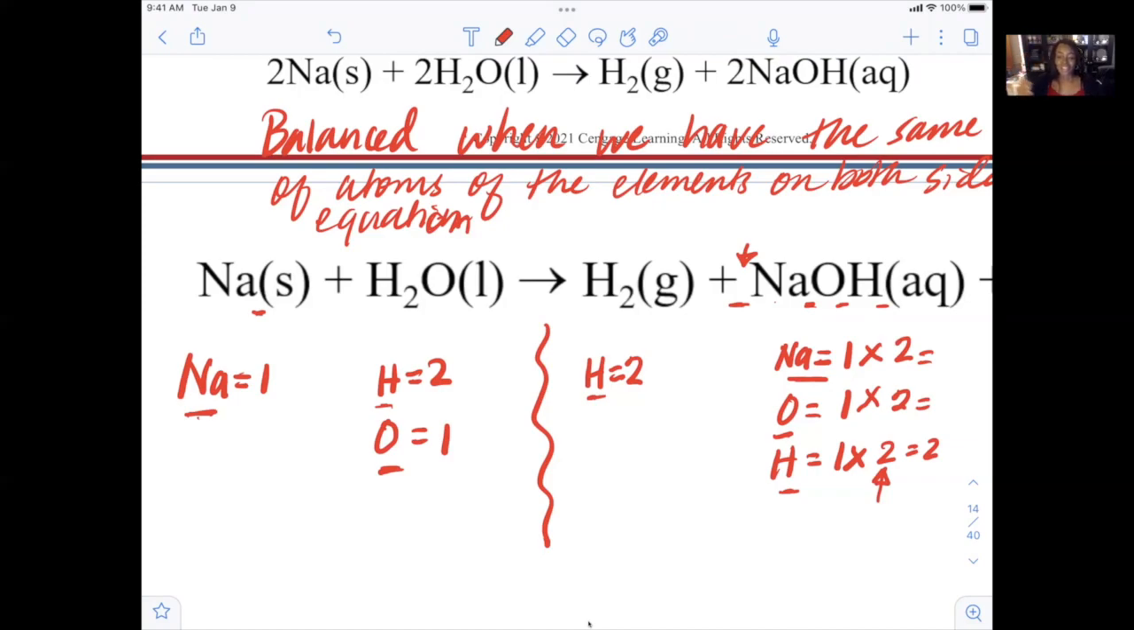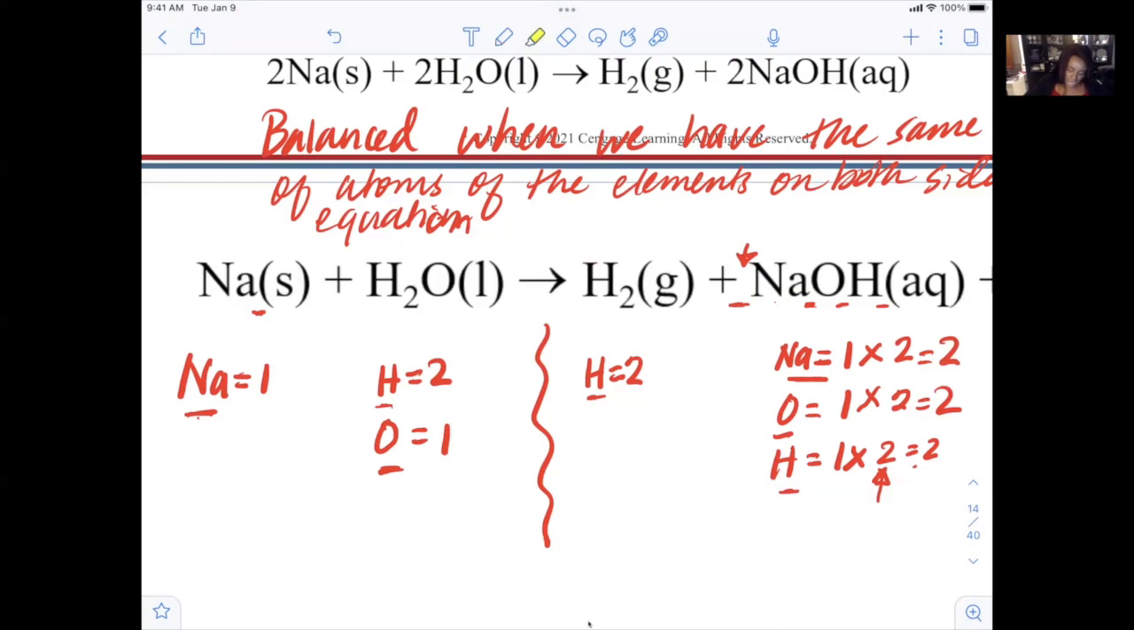Yeah, to its right. So for that reason, I have to multiply that multiplier into all the elements in the same compound. That's why I like to write them vertically within the same compound. Whatever I do to this, I have to do to the rest of them. Okay, so now I have 2 hydrogens, I have 2 oxygens, I have 2 sodiums.